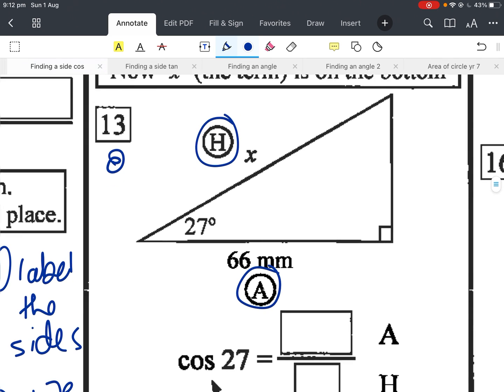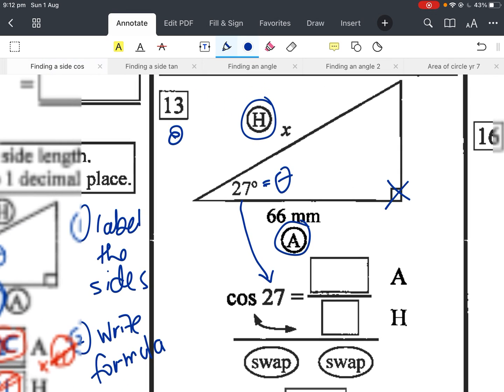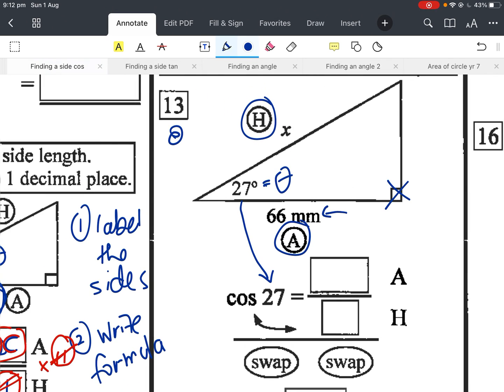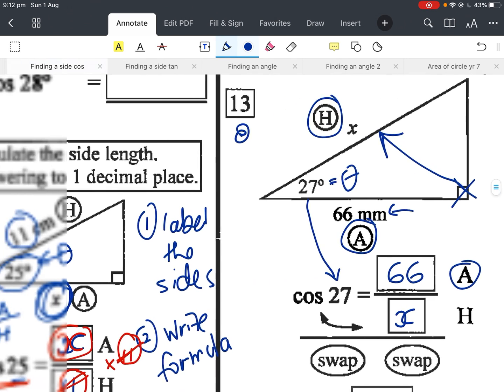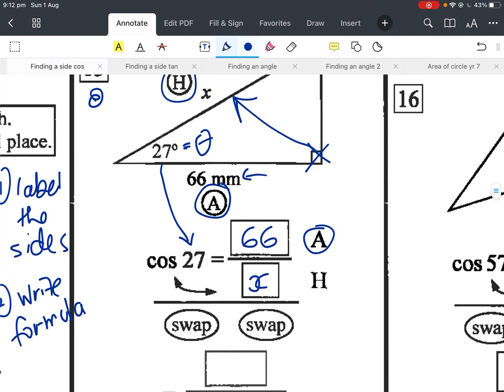Over here, the 27 has been written here. Remember the theta, the angle, not the 90, the other angle, is always written after the cos. The adjacent side is this one, it's 66, so I put that where it says adjacent, and my hypotenuse opposite the right angle is x, so I write that on the bottom. Now this one's different to this one, isn't it? Here my x is on the top, here my x is on the bottom.